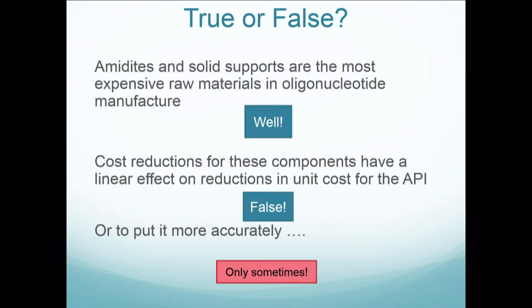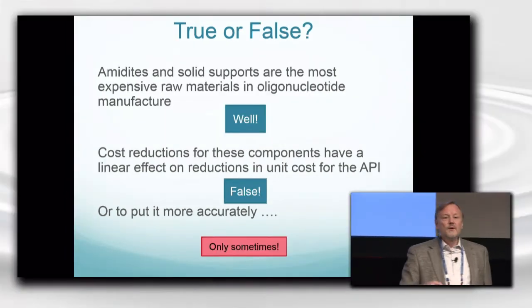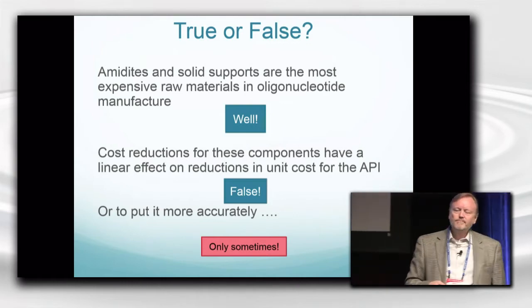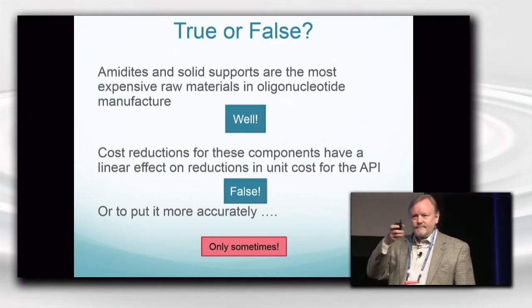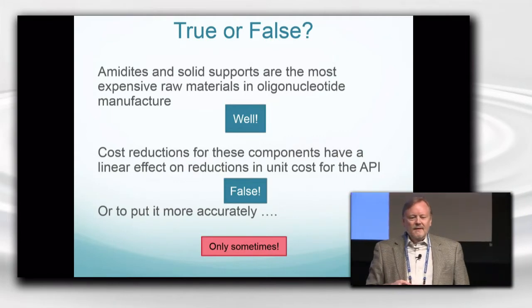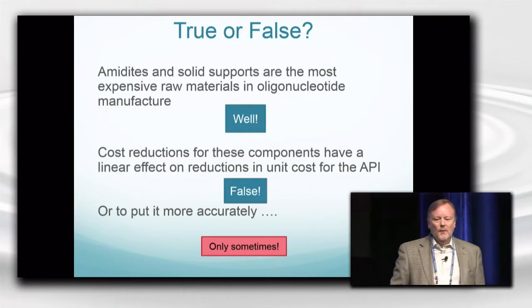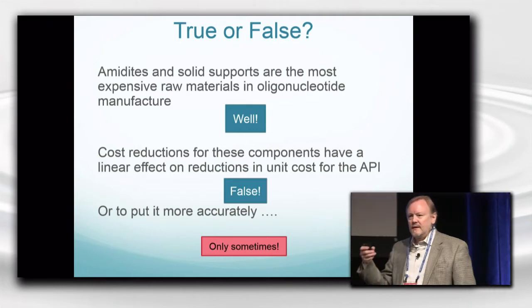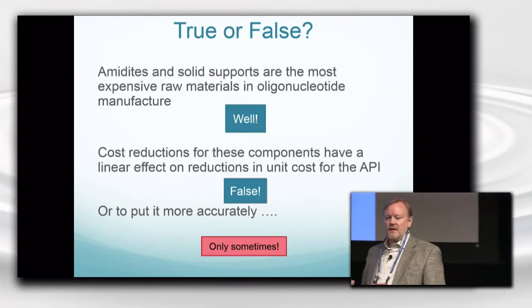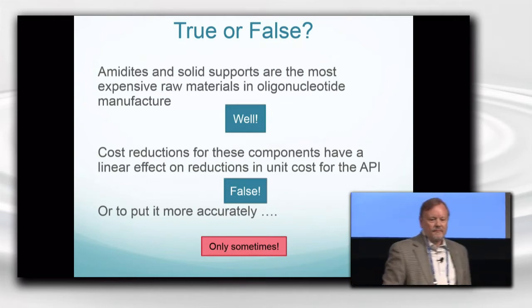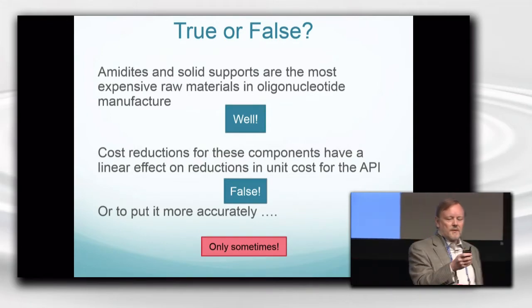You may have heard quite some time that amidites and solid supports are the most expensive raw material when you synthesize an oligonucleotide. Well, we will see. Cost reduction of amidites and solid support will have a big linear effect on the cost of your API. That is not correct. Or only sometimes.